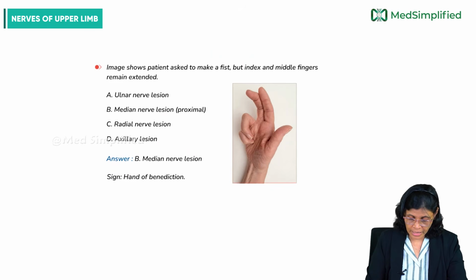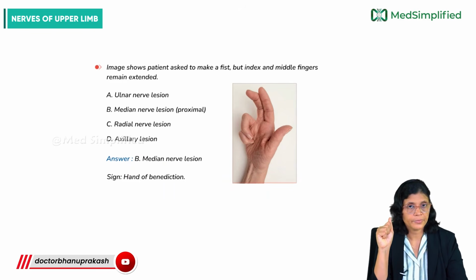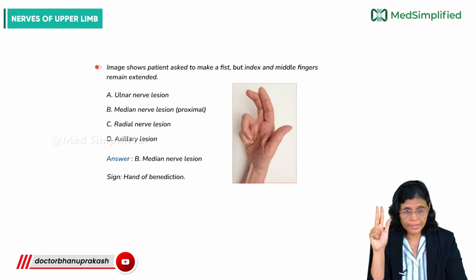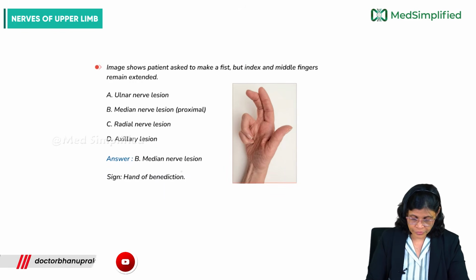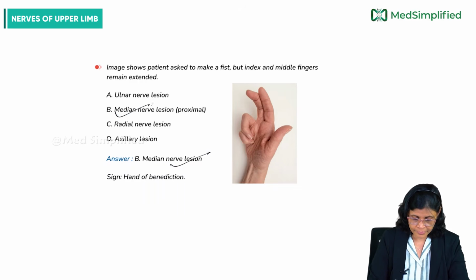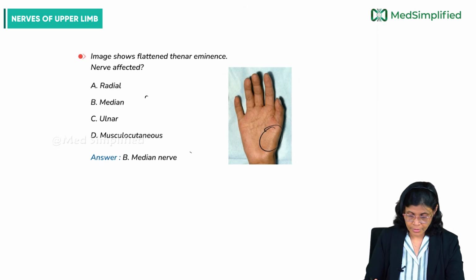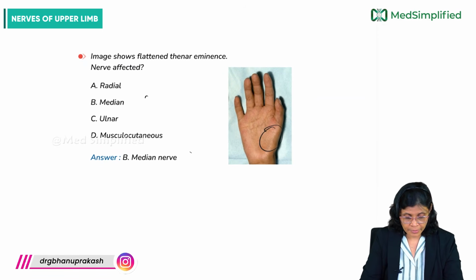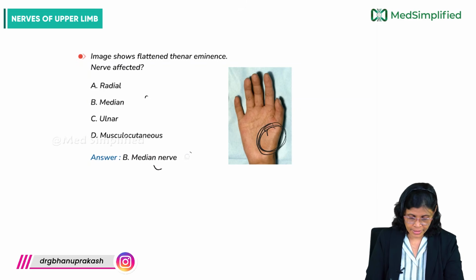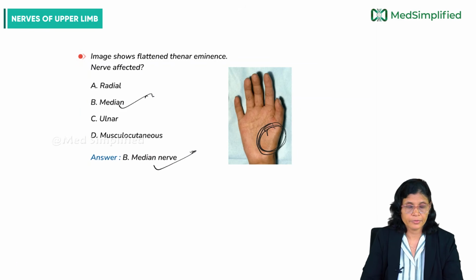The image shows a patient asked to make a fist, but index and middle finger remain extended. What is that sign? Benediction hand deformity, correct? Yes. Which nerve injury? It is the median nerve injury. The last question: image shows flattening of thenar eminence, nerve affected? Flattening of the thenar eminence here, it is the median nerve. If hypothenar eminence, it will be the ulnar nerve.